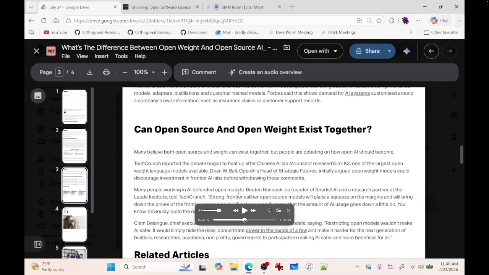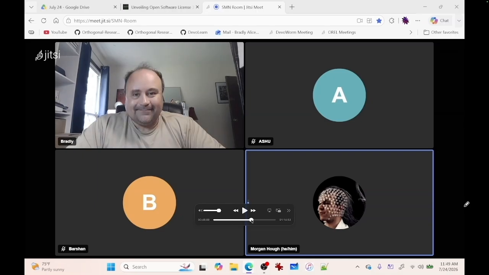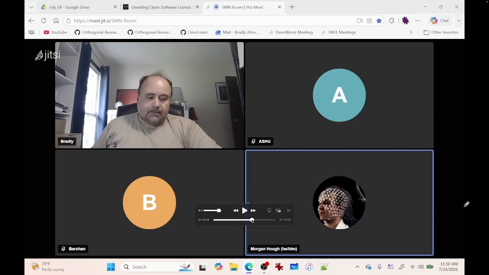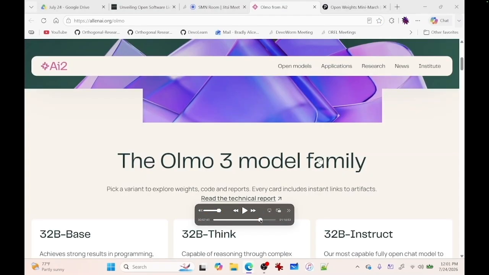And so this just talks about a lot of these different aspects of this distinction. We had a discussion about that. And then I think that discussion was pretty much the whole meeting. Actually, Morgan talked about the OMO 3 model in the meeting too. So this is the OMO 3 model, which is, of course, the model that he mentioned earlier in this meeting.